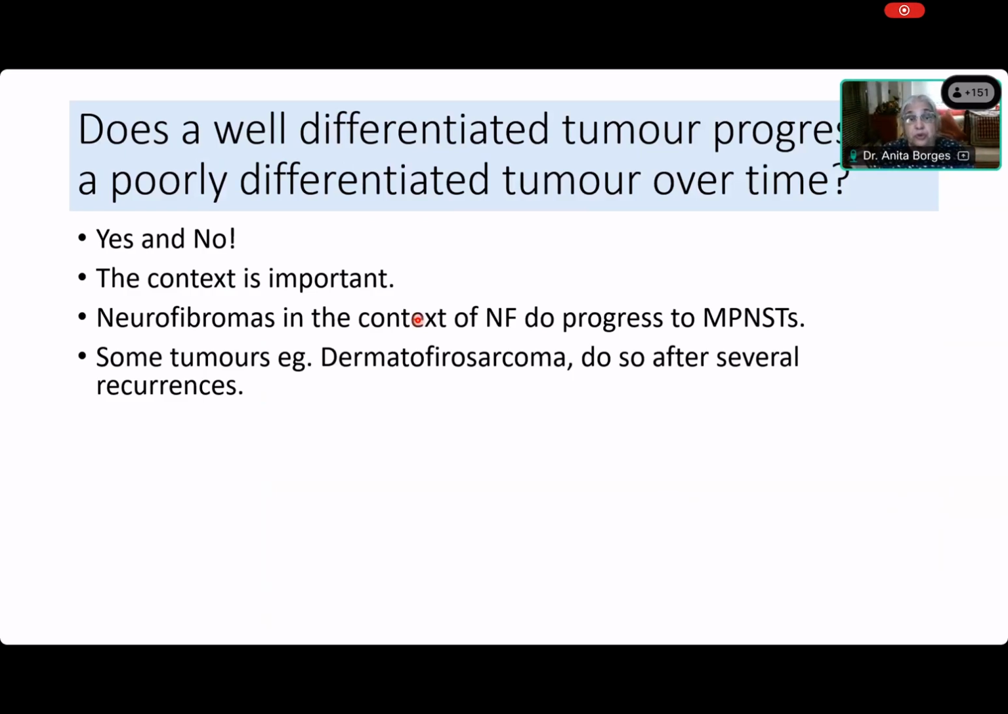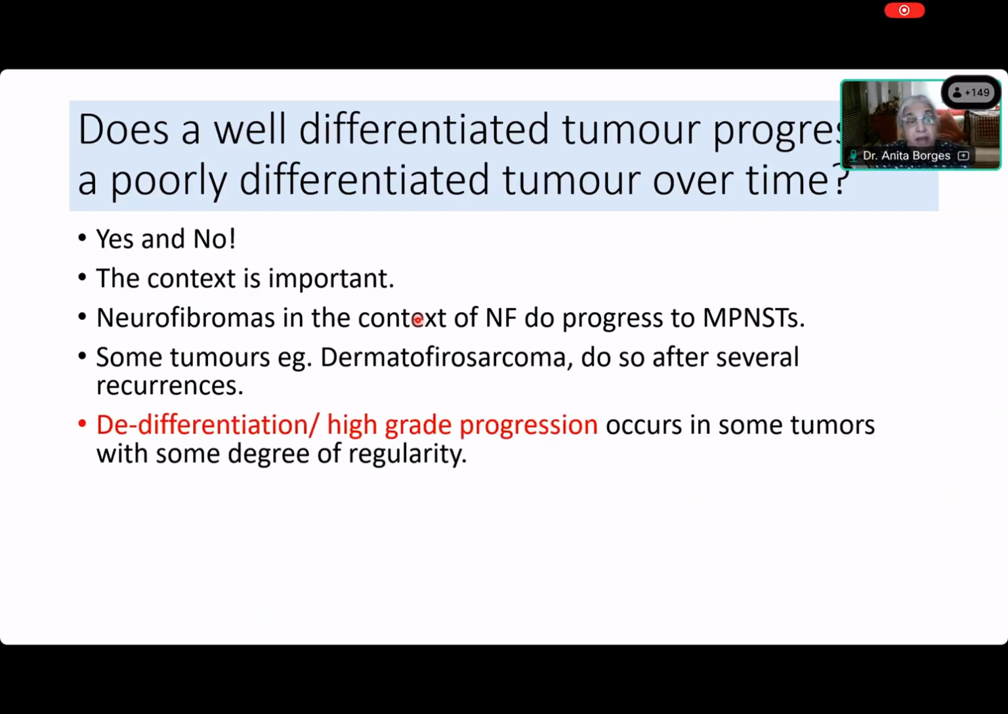Some tumors like dermatofibrosarcoma do so after several recurrences. So they come back again and again, and then they turn into a high-grade sarcoma. Okay, but by and large, no. A dermatofibrosarcoma, if it does not recur, or it recurs once or twice, is not going to turn into a high-grade sarcoma. And even if you sat on a dermatofibrosarcoma for years, it possibly will not turn into one. But dedifferentiation and high-grade progression occurs in some tumors with some degree of regularity.